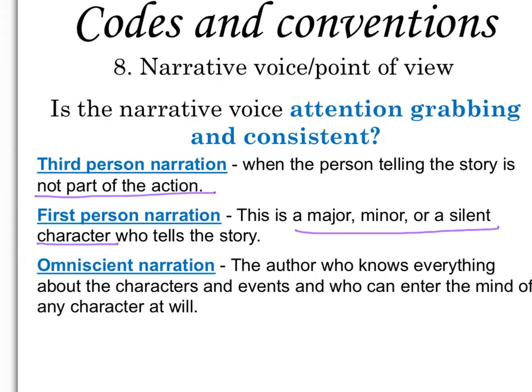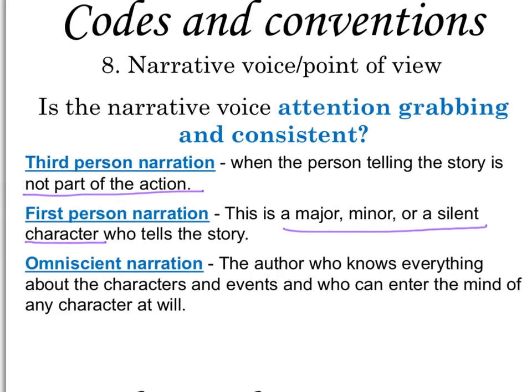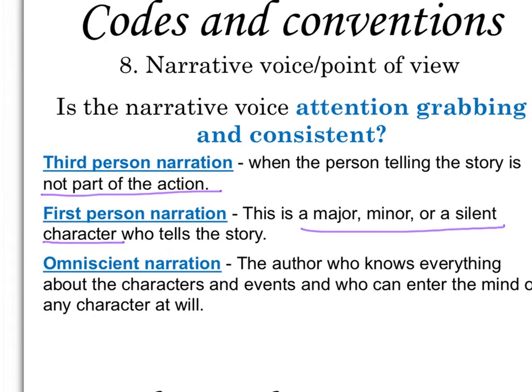Omniscient is that the author knows everything about the characters and events and who can enter the mind of any character at will. So an omniscient narrator is not necessarily included in the story itself, but they're like God in quotation marks. So they're all knowing, and they can explain what's going on in the story.